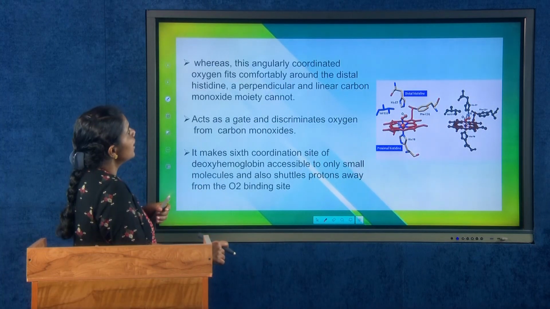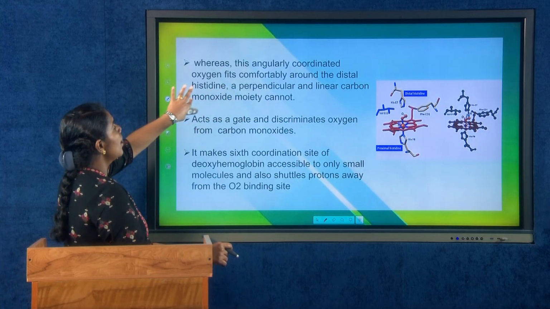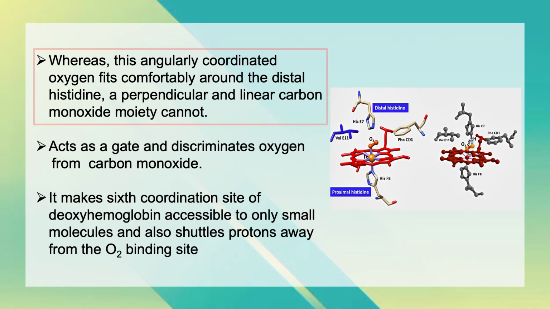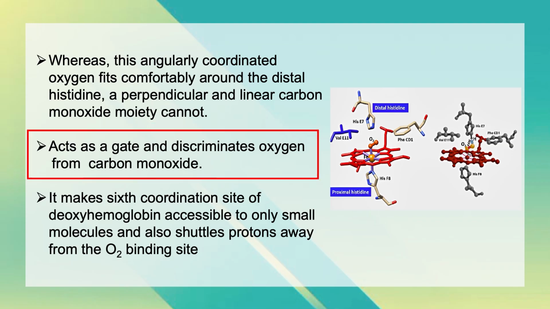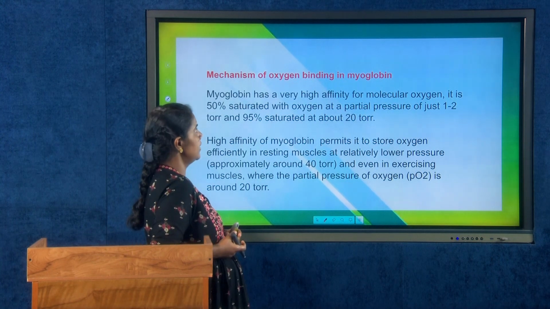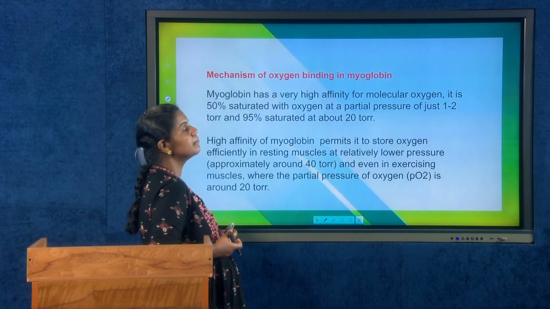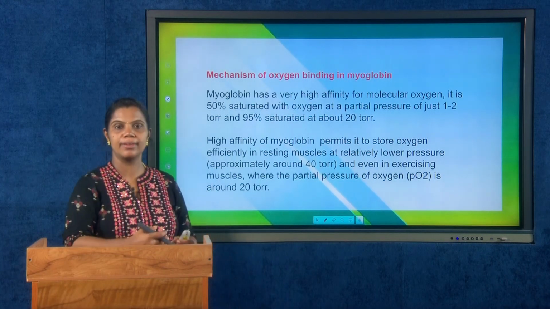Here we can see that the angularly coordinated oxygen fits very comfortably around the distal histidine, and the perpendicular and linear carbon monoxide moiety cannot. And this distal histidine acts as a gate and discriminates between oxygen and carbon monoxide. Now, let us see the mechanism of oxygen binding in myoglobin.